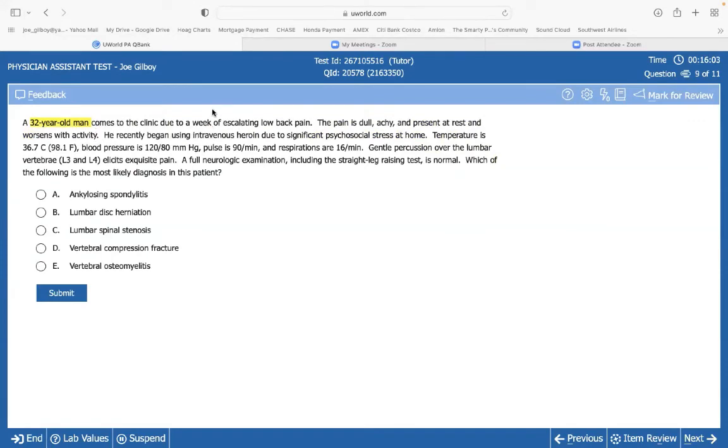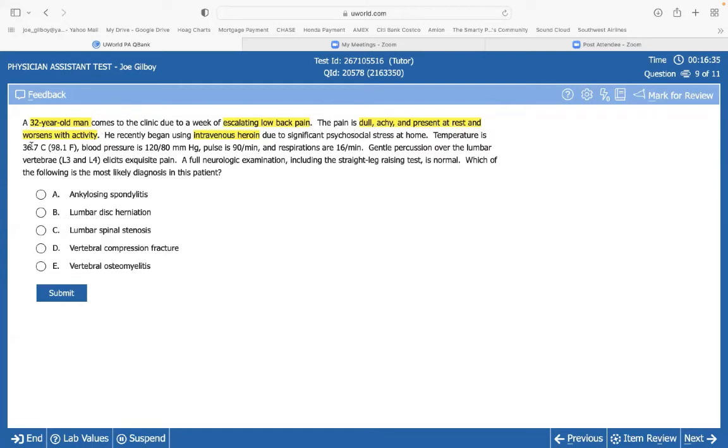I got a 32-year-old man comes to the clinic for escalating low back pain. It's dull, achy, and presents at rest, and it's worse with activity. You're going, okay. He recently began using IV heroin. Okay, one more time, guys. You're an IV drug abuser. Where do you live? Live on Staph Island, Joe. What are you shoving in your skin? Staph. What does staph like to do? Abscesses, please. That's what I like to do. I can put one in your brain. I can put one in your lung. Just name it. I live on Staph Island.